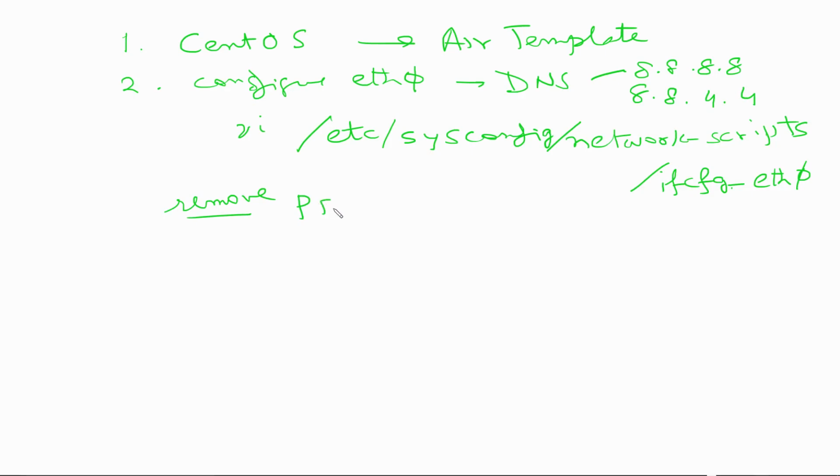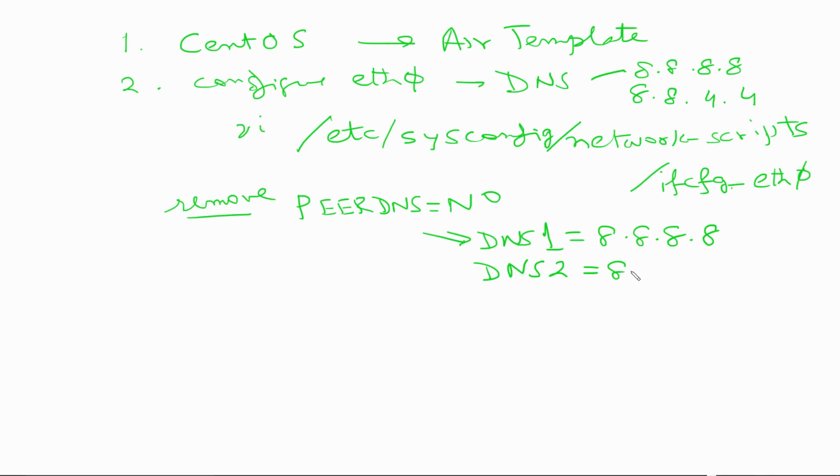and in there I had to remove a line which is called PEERDNS=no, and I basically replaced that with DNS1=8.8.8.8, with no spaces between, and DNS2=8.8.4.4, or whatever DNS server that you have.